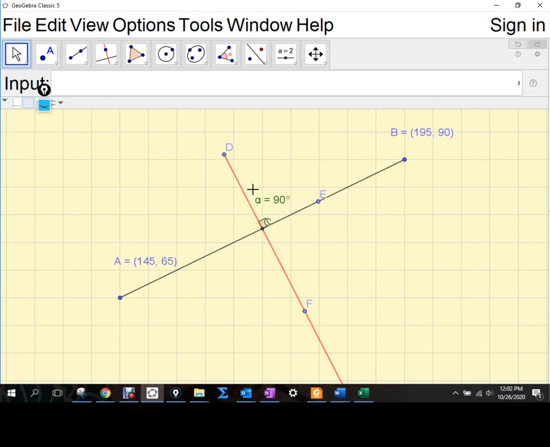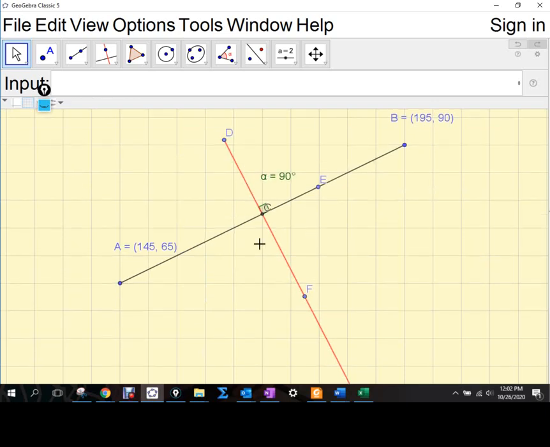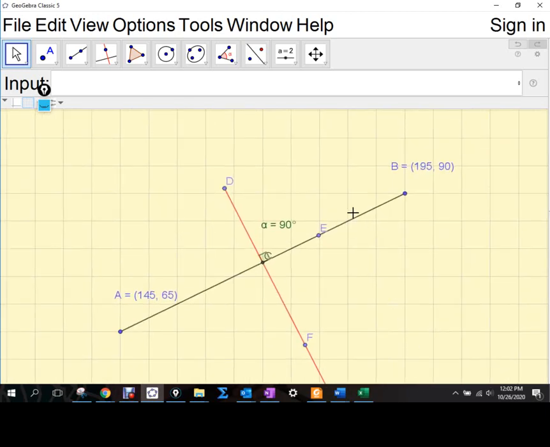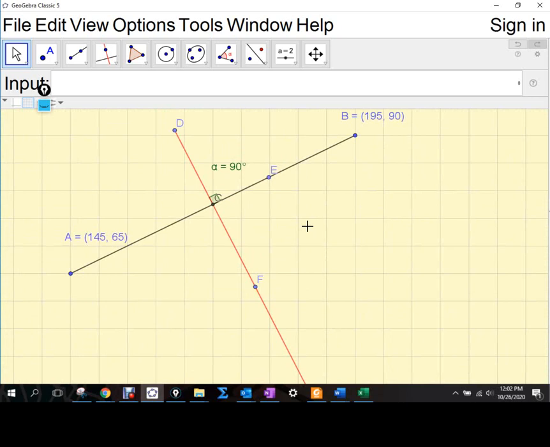So if I look at that red ray that's going on forever in this direction, does it bisect the black segment? Yeah, so that red ray is considered a segment bisector. There, it's still considered a segment bisector. Okay? And it's still perpendicular, so it's still a perpendicular bisector. Does that make sense, everyone?